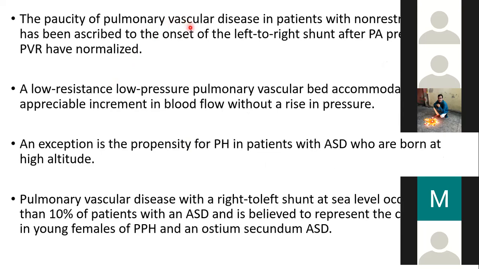The paucity of pulmonary vascular disease in patients with non-restrictive ASD has been ascribed to the onset of left to right shunt after the pulmonary artery pressure and pulmonary vascular resistance have normalized. A low resistance, low pressure pulmonary vascular bed accommodates an appreciable increment in blood flow without raising pressure. An exception is the propensity for pulmonary hypertension in patients with ASD who are born at high altitude. So, pulmonary vascular disease in patients with left to right shunt at sea level occurs in less than 10% of patients with ASD and is believed to represent the coincidence of young females with primary pulmonary hypertension and ostium secundum ASD.